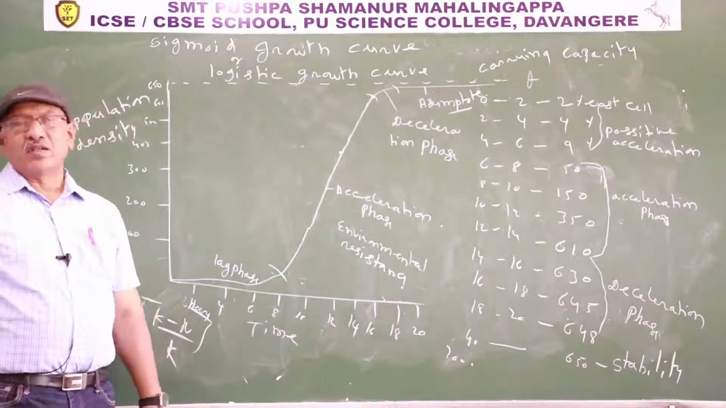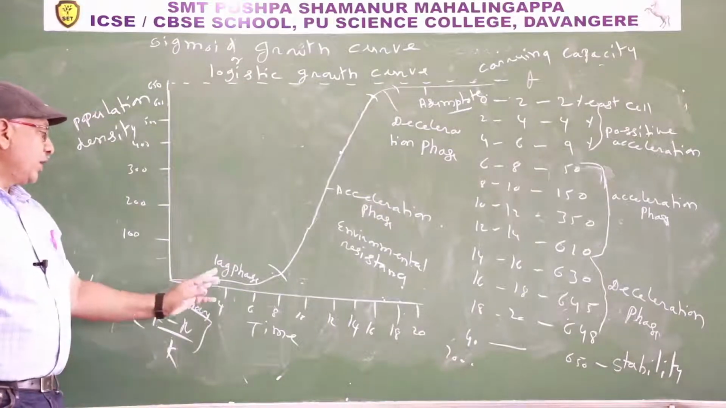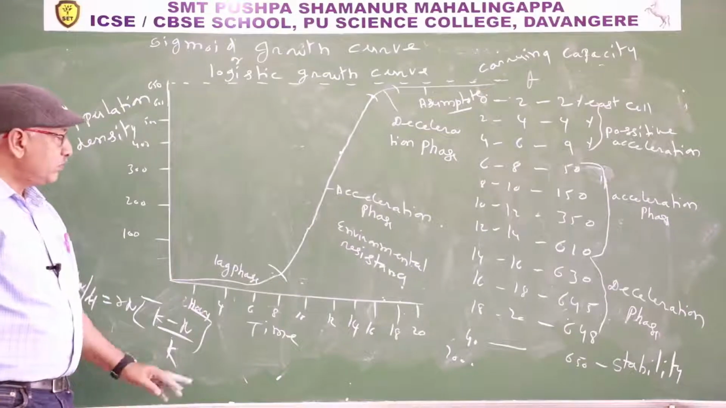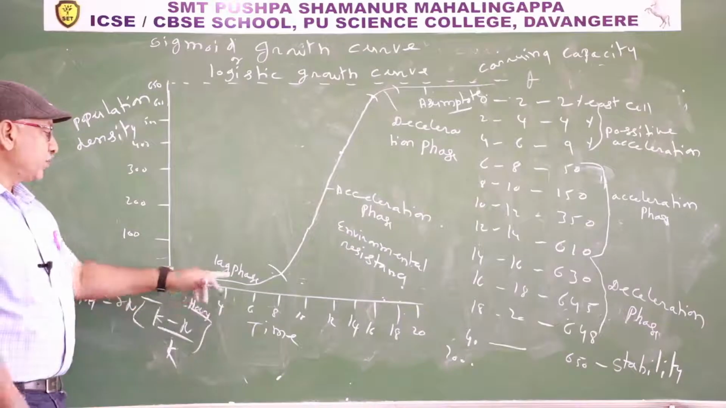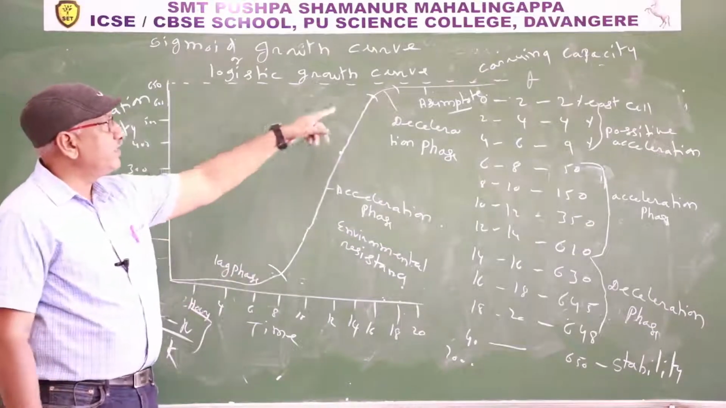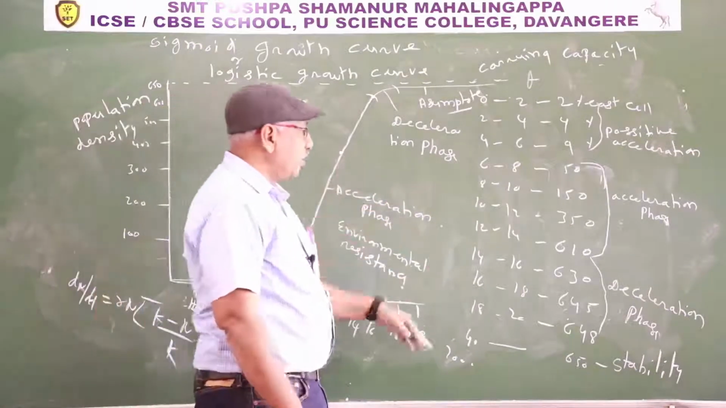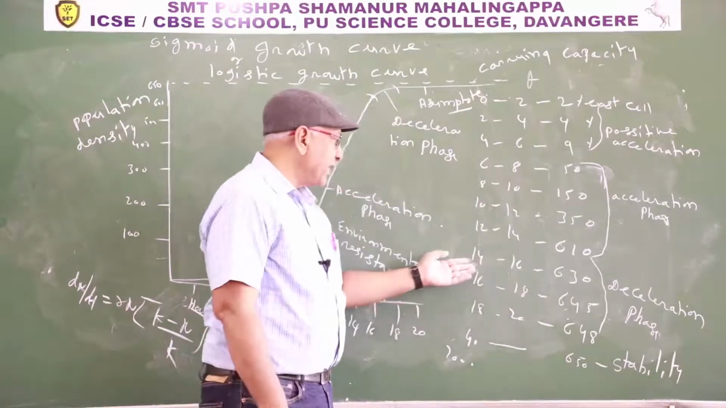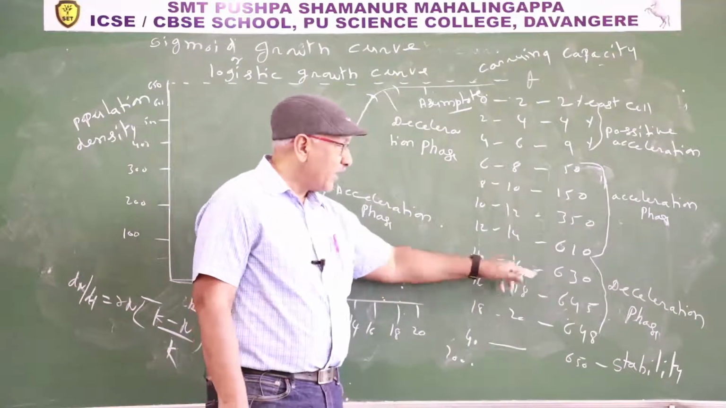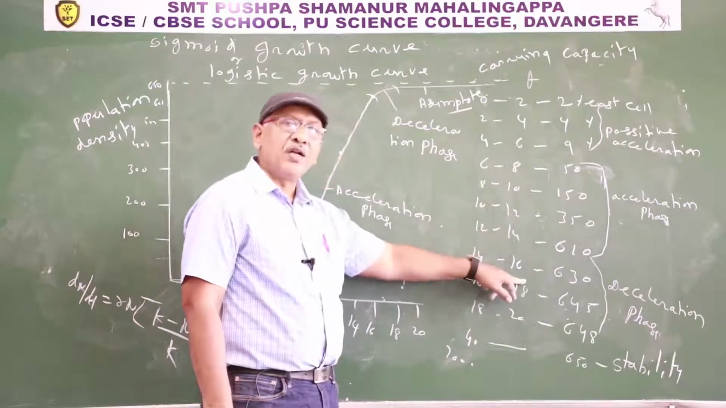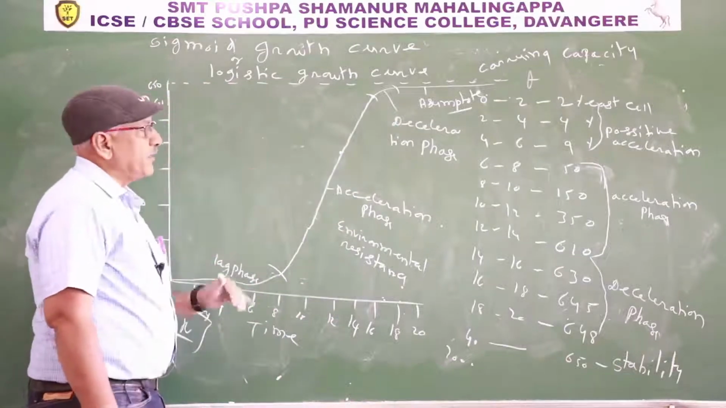Here possible questions are: in which phase of the growth curve is birth rate more than death rate? In the lag phase, acceleration phase and deceleration phase, birth rate is more. That's why the number only increases. Even though the growth rate decreases, after 14 hours 610, after 16 hours 630, the number increases, though not rapidly. So birth rate exceeds death rate in the first three phases.